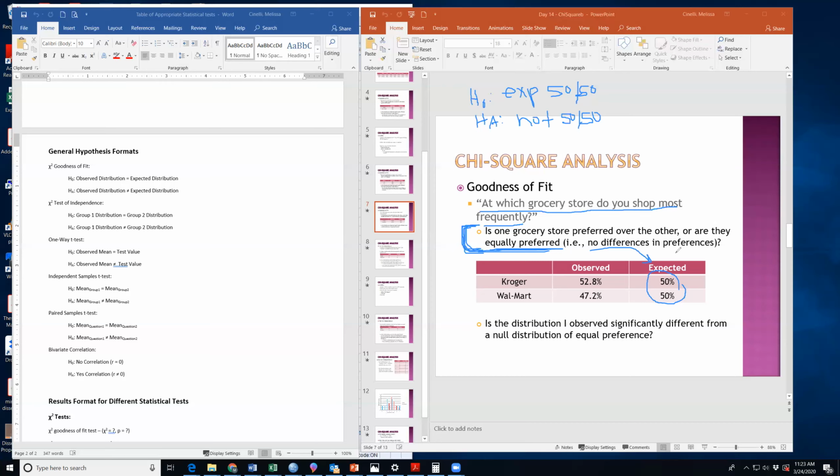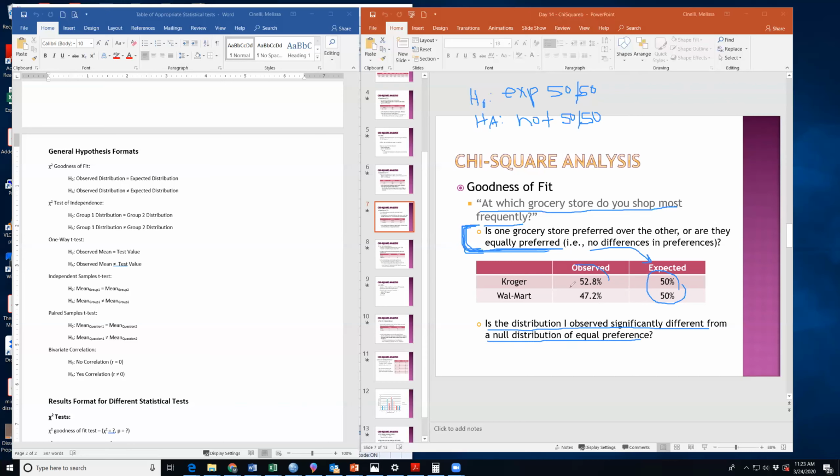All right, so remember, when trying to think about how to set up the null and alternative for this specific use of the chi-square test, the null hypothesis is always the test of no differences, all right, that everything's equal. And in this case, that means things are equally preferred. And the alternative is that there are differences, all right? And the alternative is that things are differentially preferred. One's preferred over the other. All right, so in a math sort of way, we're asking, is the distribution I observed significantly different from a null distribution of equal preference?